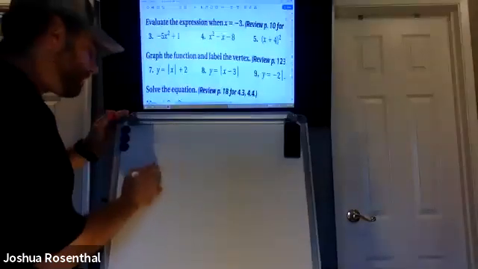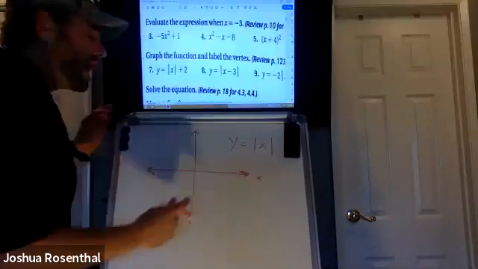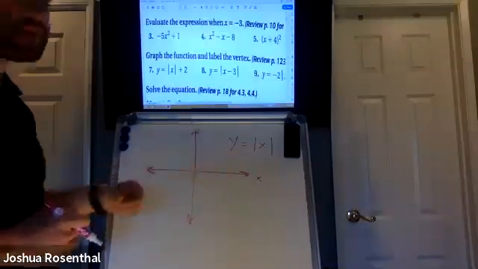What does the absolute value graph look like again? A V. That's a good question. So you have to think it's a V. Let's talk about that. The basic absolute value one without any transformation is that.